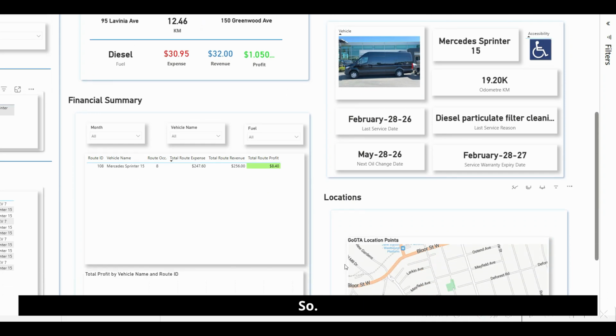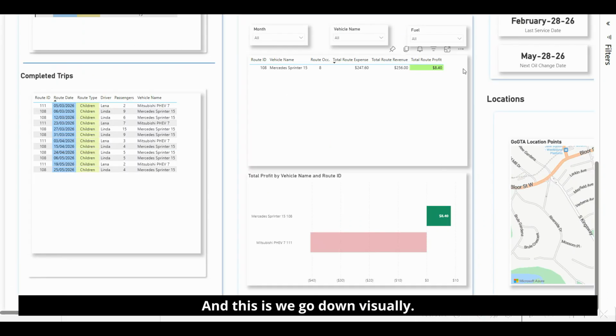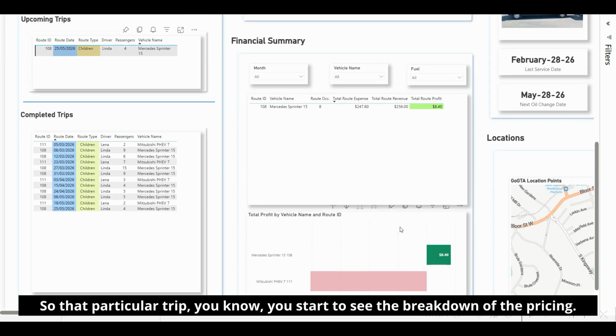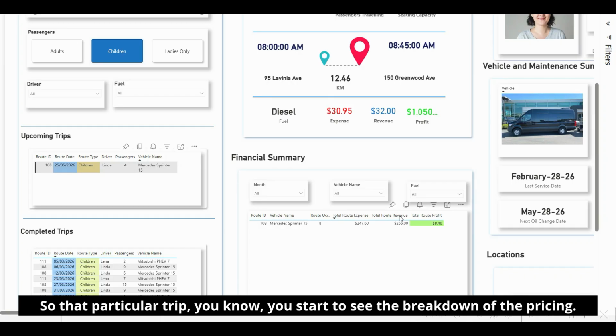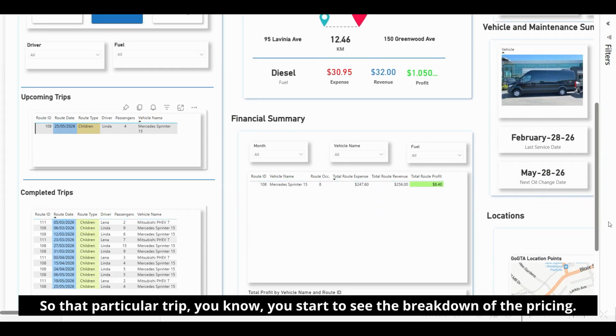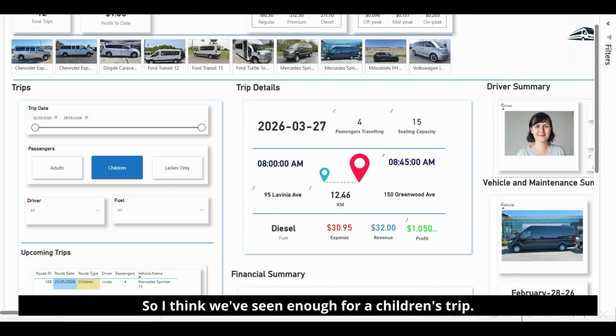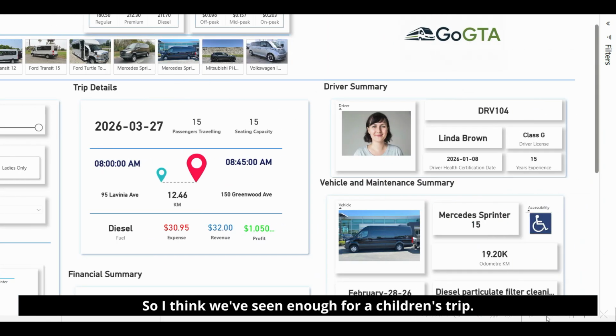Okay, so as we go down visually, again, we can see here the total profit by vehicle and the route ID. So for that particular trip, you start to see the breakdown of the pricing. Okay, so I think we've seen enough for a children's trip.